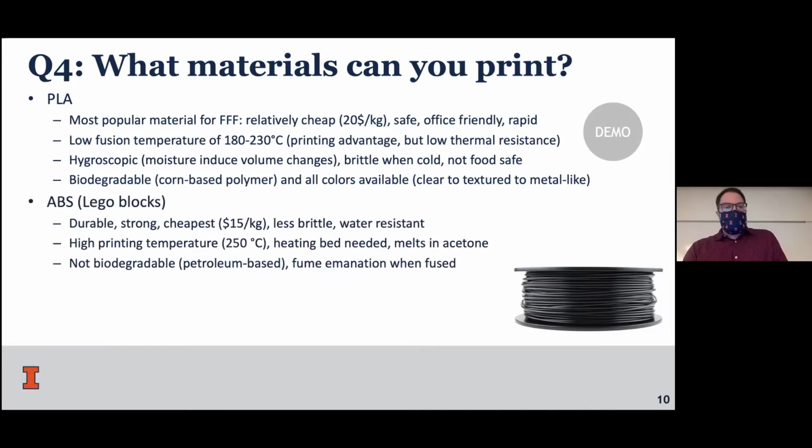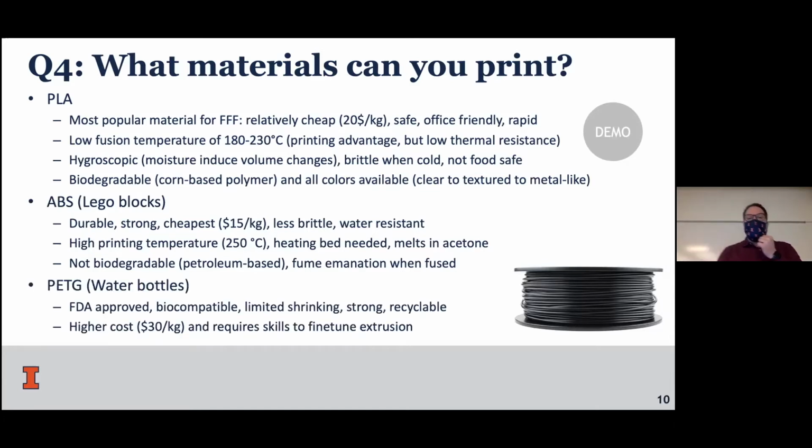I showed a few materials. ABS is also available, like Lego blocks. It's the cheapest of the materials. However, it releases toxic fumes when it's being printed. That could be a drawback if you don't have a specific enclosure for your printer or good ventilation. If you do that in your basement, it might not be a good option to use ABS. It has a higher printing temperature, 250 degrees Celsius, so if you need a part that is a little more thermally resistant, you can use that. It's not biodegradable, however. There's also PETG, which is FDA approved and biocompatible. Some people use it for food-related items or even biological prosthetics. It is strong. There's a higher cost, obviously, and it requires some experience to print it.